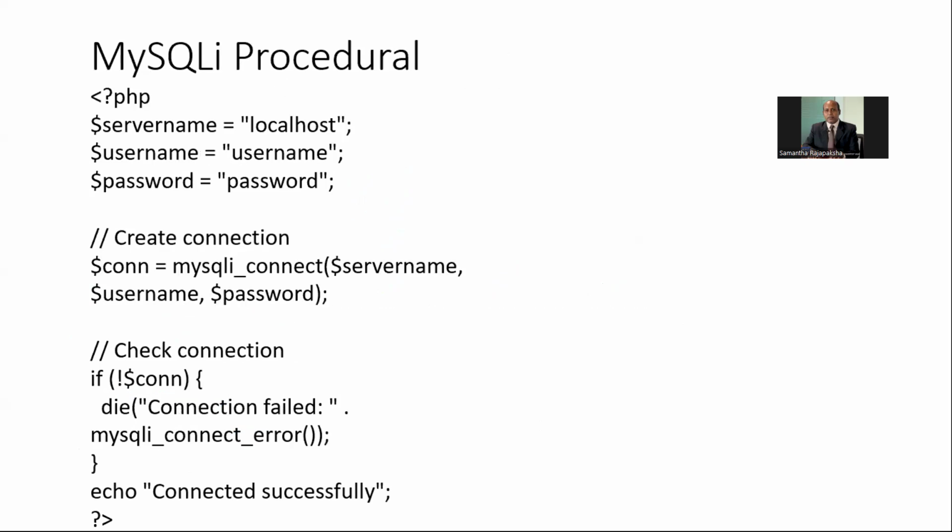And the next one is the procedural way of creating the connection. Again, you have to have the parameters like server name, username, and password. And this is the function which creates the connection. Once you get the connection, you get the connection string. Using this condition, we can check whether the connection is successful or there is an error. That is the way you can check the connection.